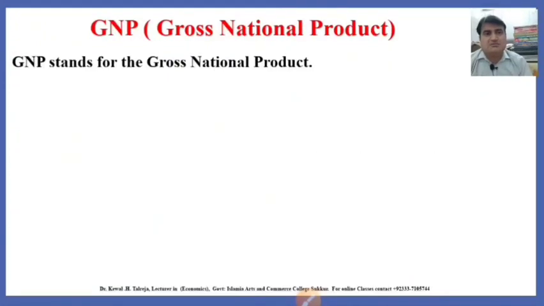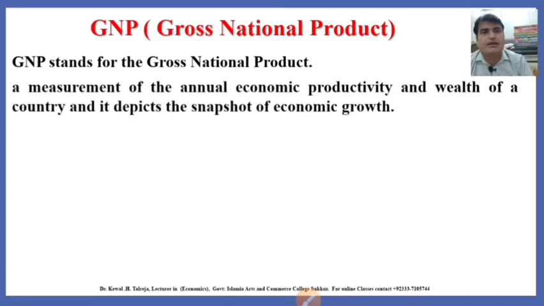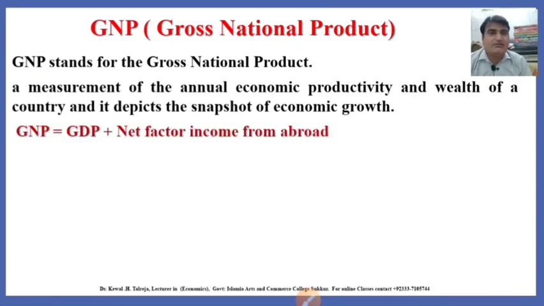What is GNP? GNP stands for the gross national product. It is the measurement of the annual economic productivity and wealth of a country, and it depicts the snapshot or the photo or picture of economic growth. Mathematically, we can express the GNP as GDP plus net factor income from abroad.